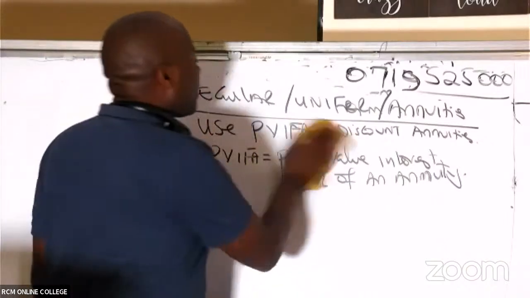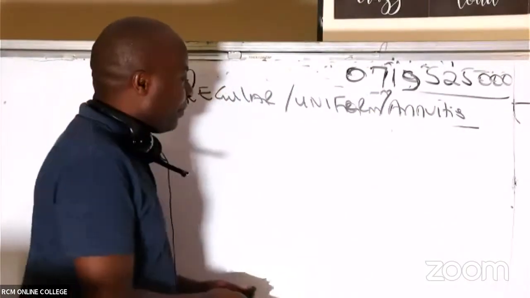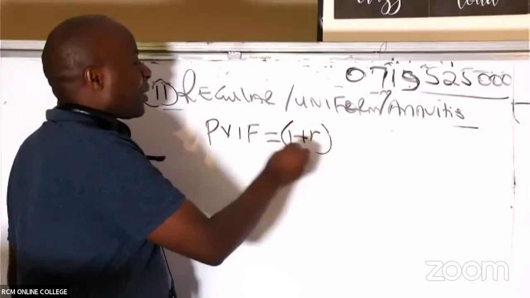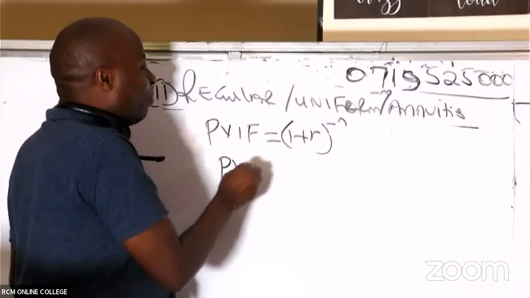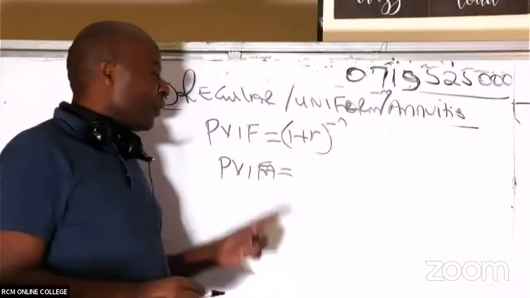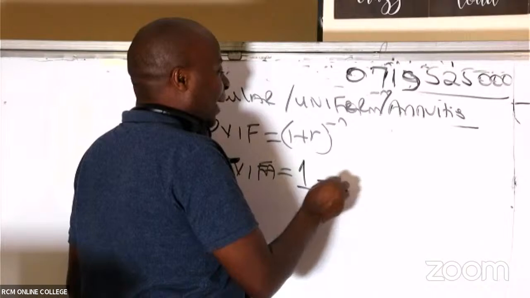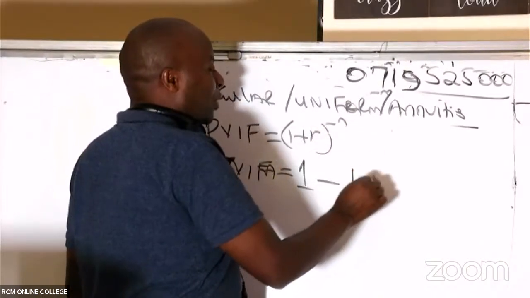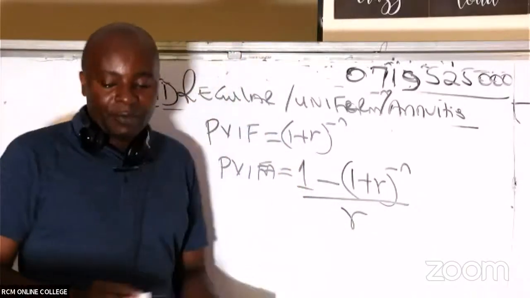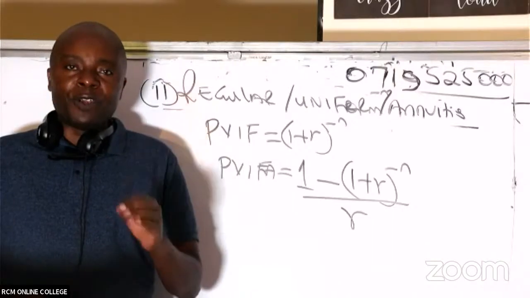Now, ladies and gentlemen, the formula of PVF is 1 plus R raised to negative N. To remember the formula of PVFA, first of all I'm forced to remember this. To get PVFA, we normally take 1 minus 1 plus R raised to negative N, and then everything is divided by R. That is how we normally get the PVFA value.